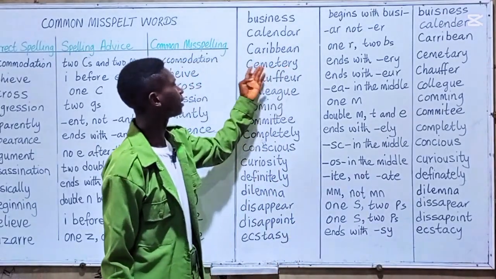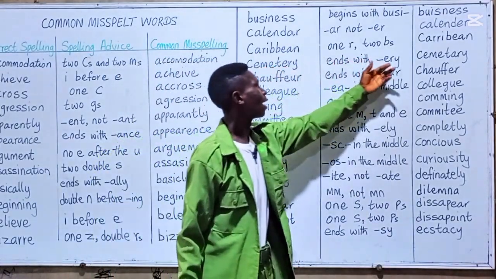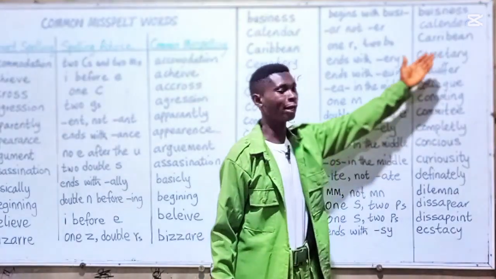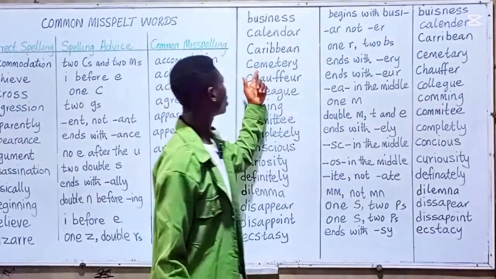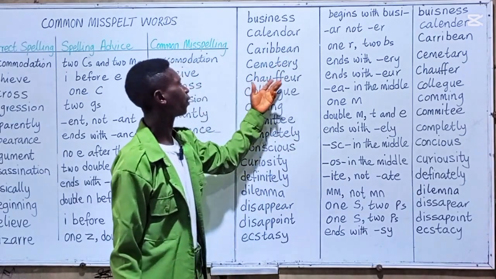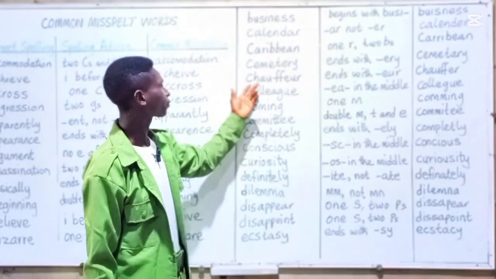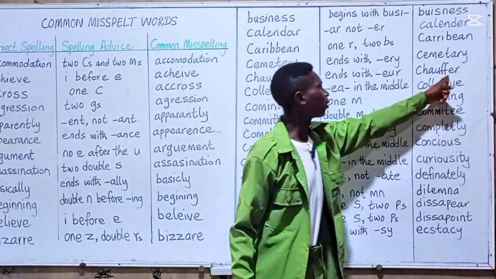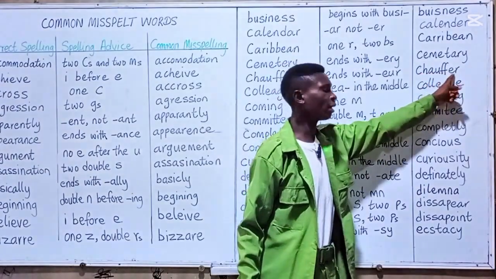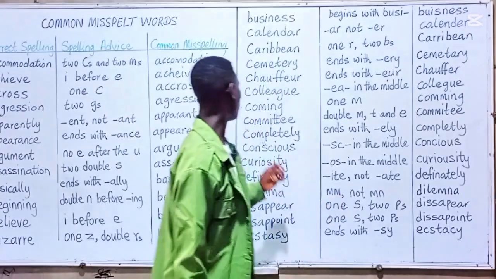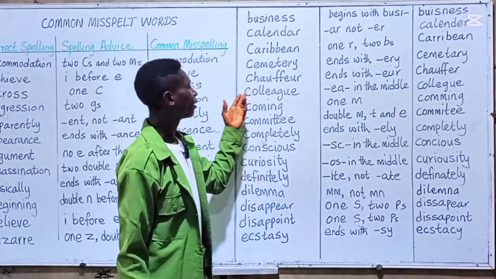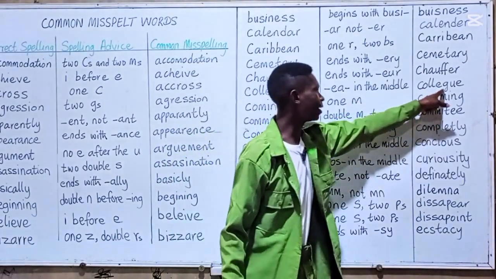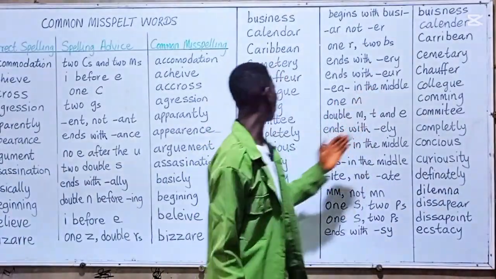We have cemetery. Cemetery ends with ERY. So this is wrong spelling of cemetery with ARY. It is ERY. Cemetery. We have also chauffeur. Chauffeur, that's a driver. This word ends with EUR. So it is not ER. If you spell it with ER at the end, it is wrong spelling. We have also colleague. The word colleague has EA in the middle, not E only. Right? So take note of that.